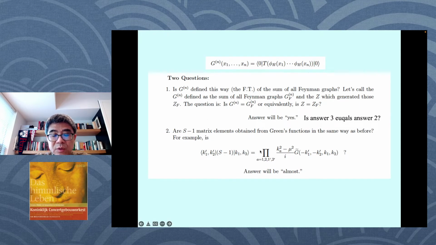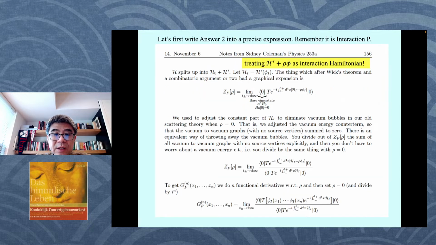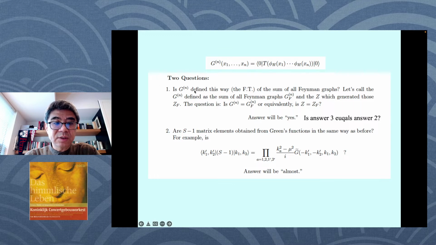And question 2 is: is this Green function, if taken on shell, related to the S matrix? If you can answer 1 and 2, then you can calculate the S matrix. Because if the S matrix is related to the Green function, and the Green function is related to the Feynman diagram, you have a tool to calculate the S matrix in terms of the Green function, in terms of the Feynman diagram.